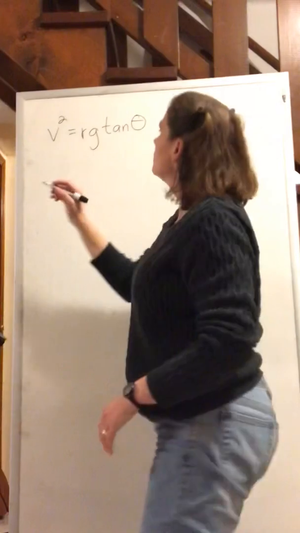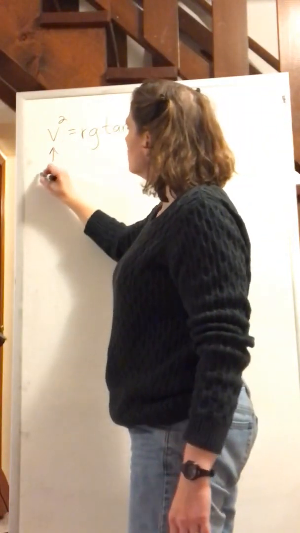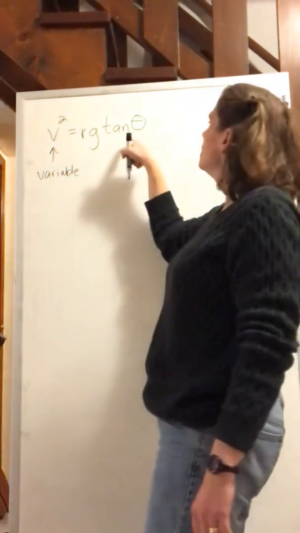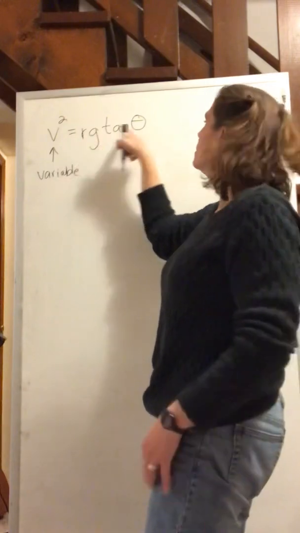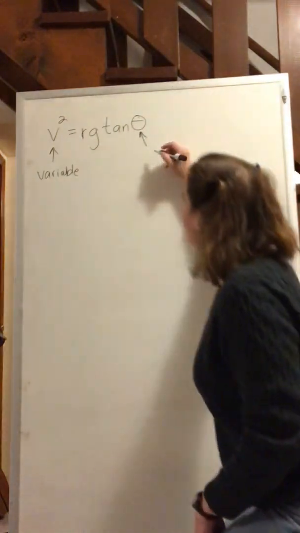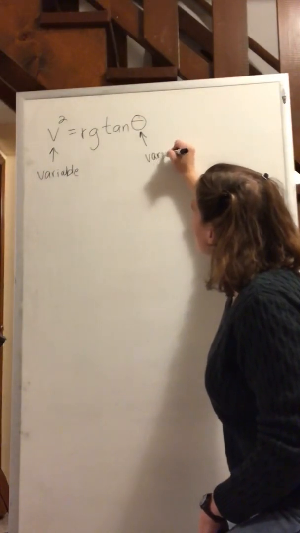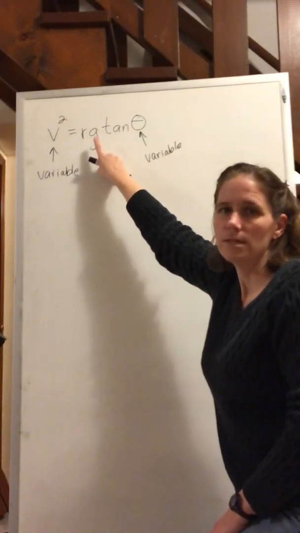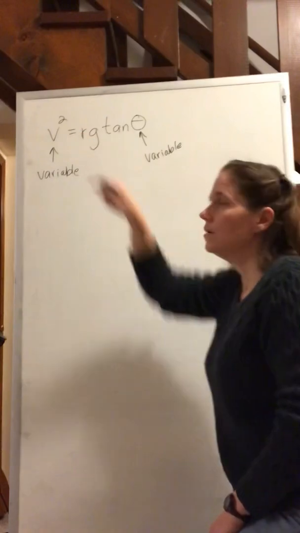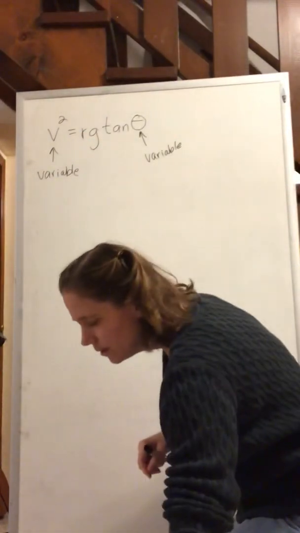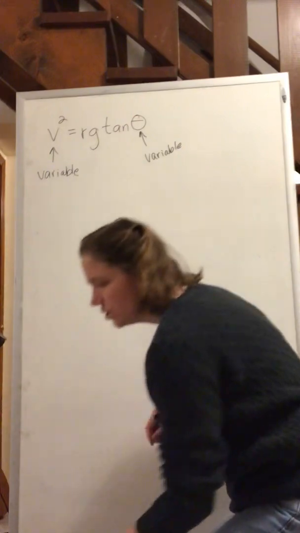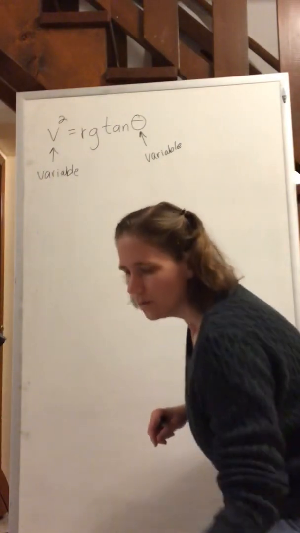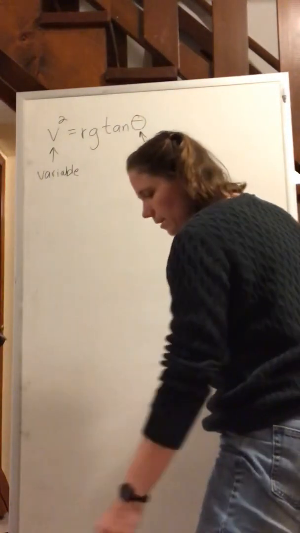So really the only variables we have are here. This is a variable. Radius is constant, and acceleration due to gravity is constant. And the only other variable we have here is the angle. Which is nice, because if I'm multiplying by a constant, when I take the derivative, I can just leave this alone. Okay? So the question here is asking to find the relationship between the related rates dv dt and d theta dt.